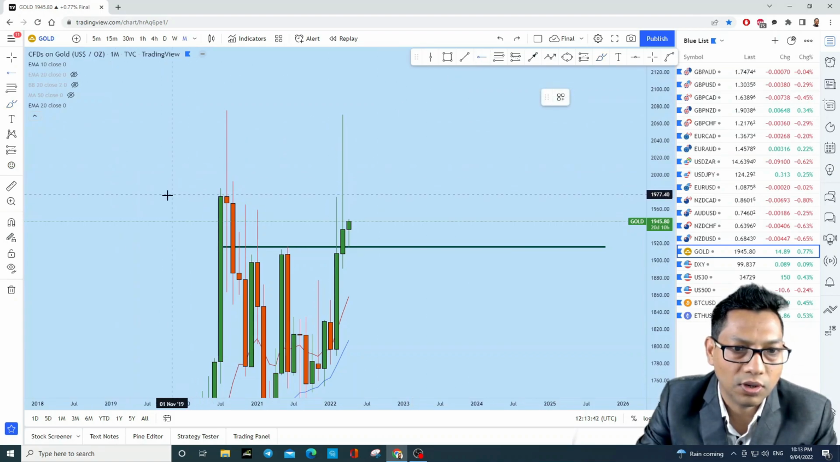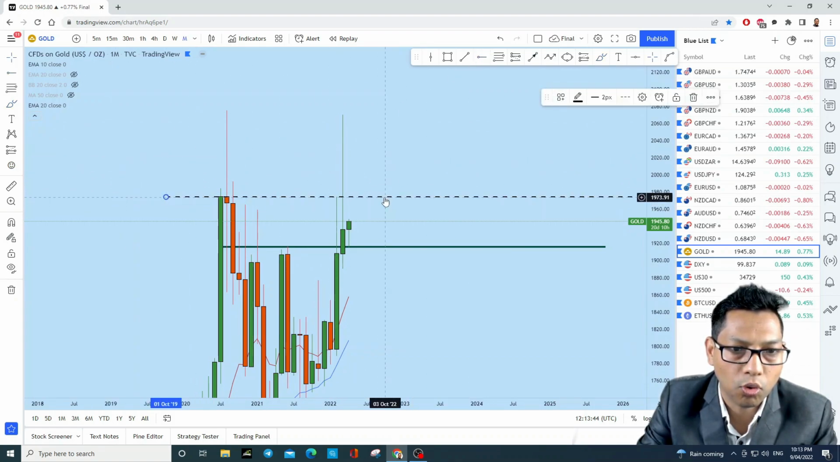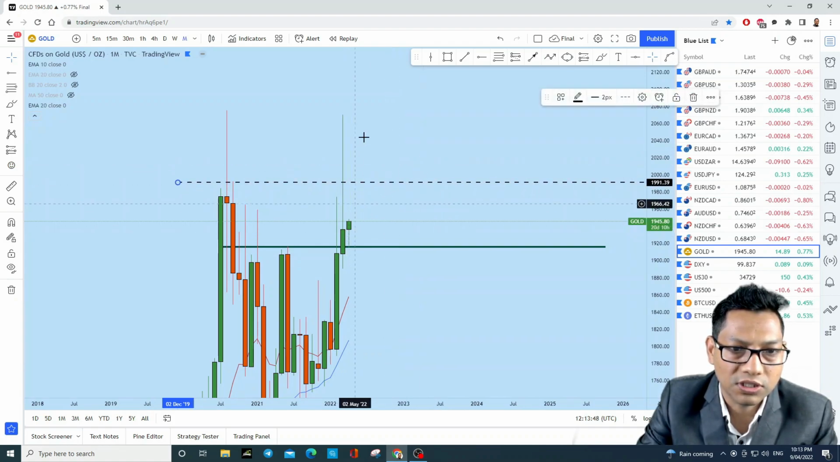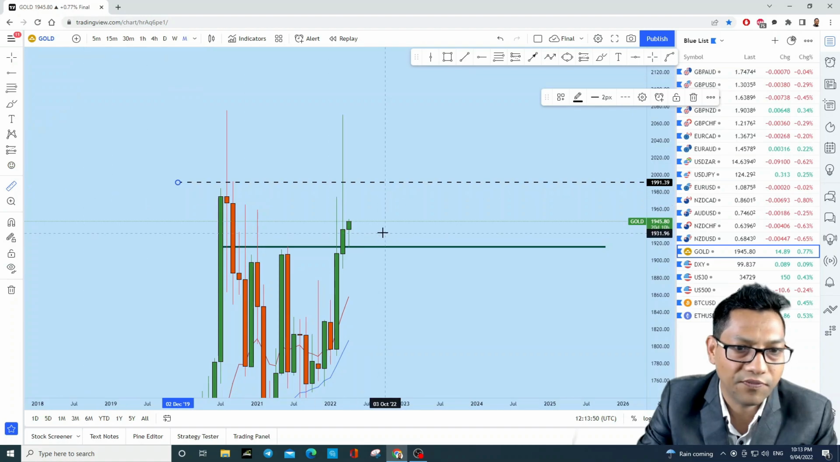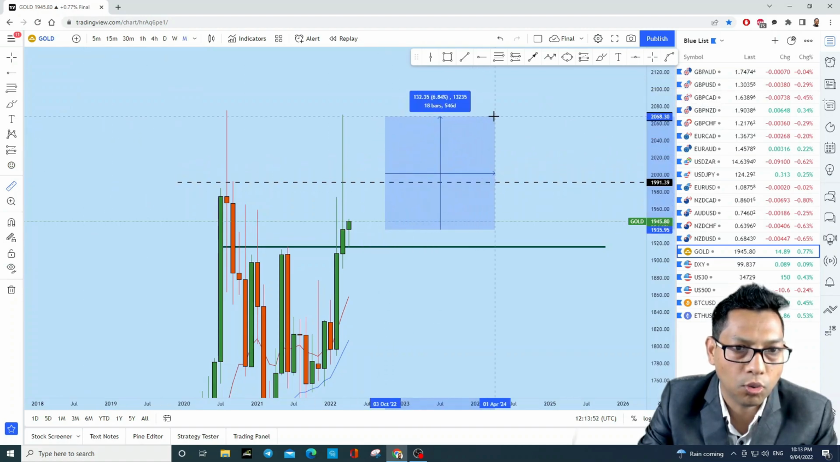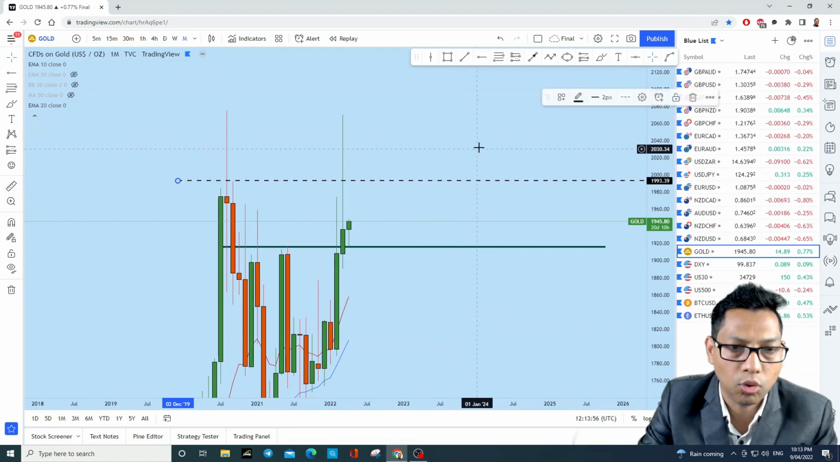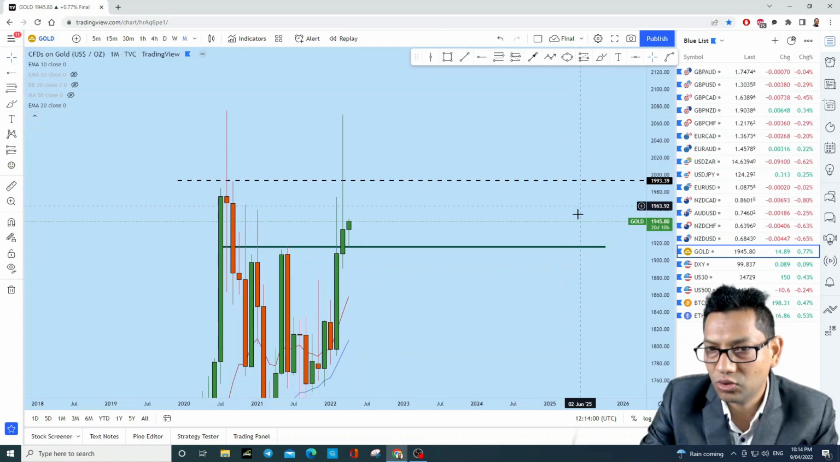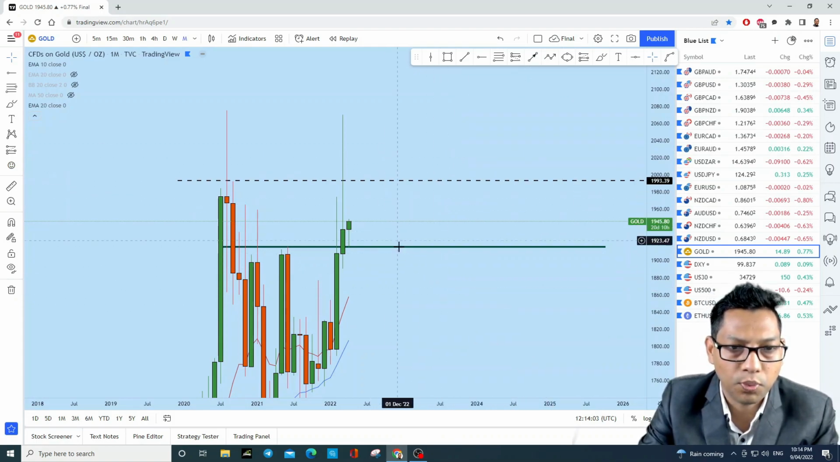So let me draw at least to this level or more, above this level, at least to this level. Let me see how much is the 50% of this long wick. So around this zone, I think gold will rise around 1993 or even 2000, and then again will push to the downside.